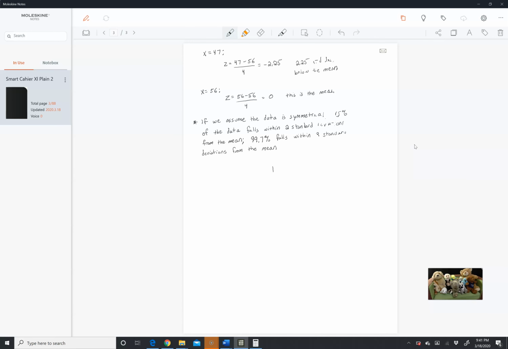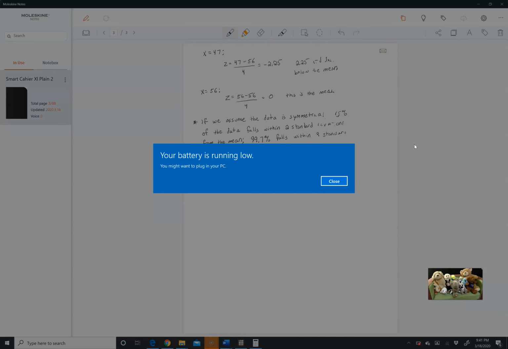Okay, again, if this is our mean, and this is 1 standard deviation, this is 2 standard deviations, and this is 3 standard deviations. And then if we go on this side, if this is 1 standard deviation, then we go 2 standard deviations, and then we go a 3rd standard deviation.